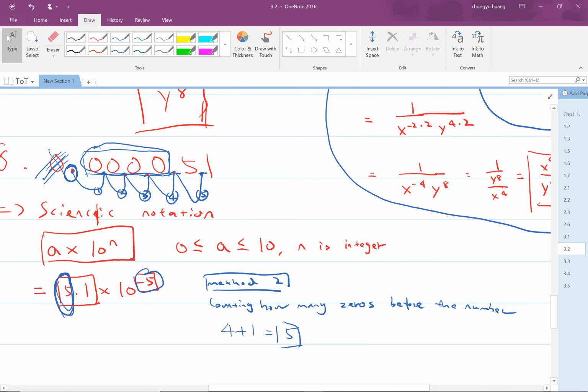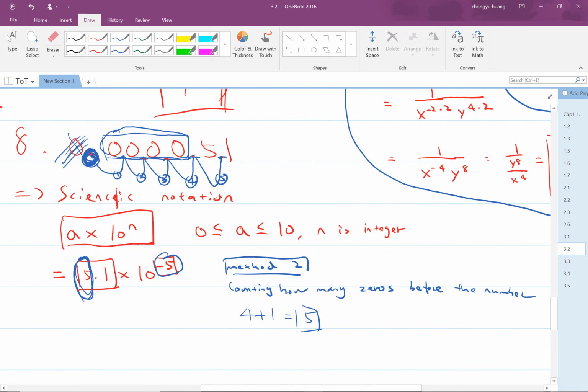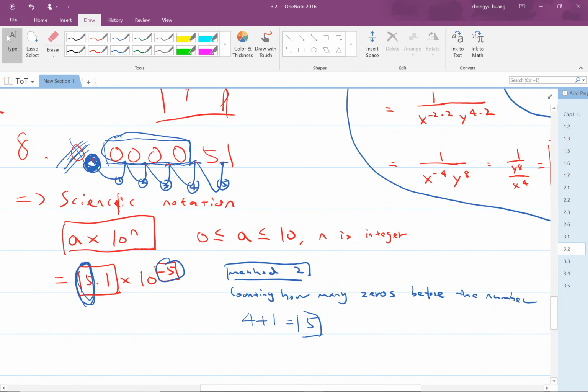And then you are not going to count the zero at the beginning. You only count the zero after the digit, and then before the number. The digit is right here. All right, so that's it for question 8.